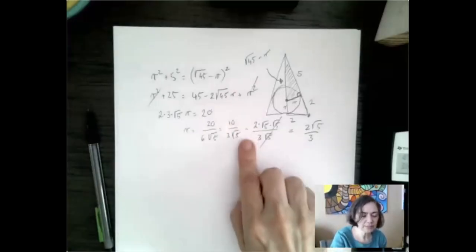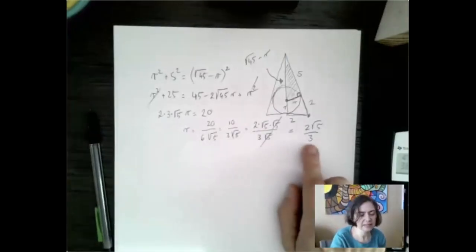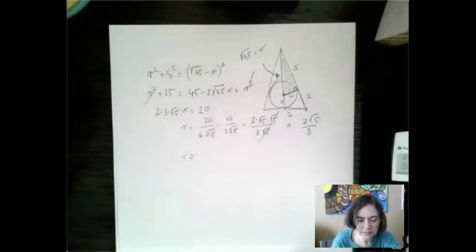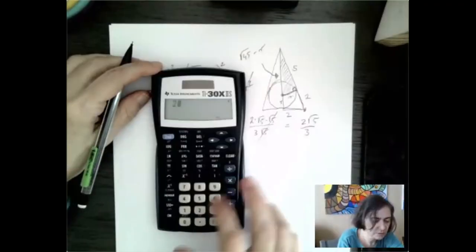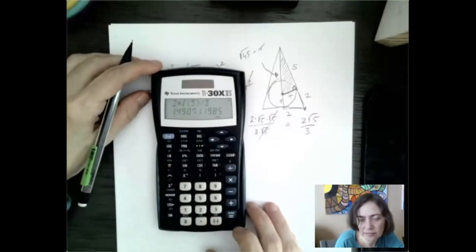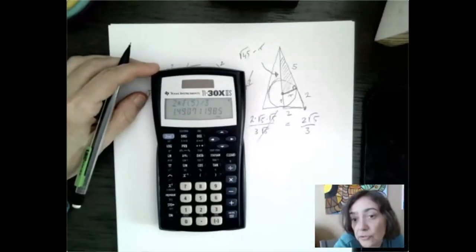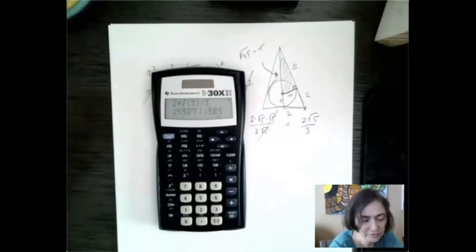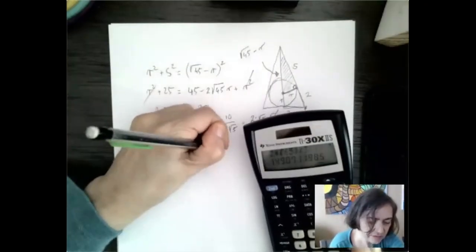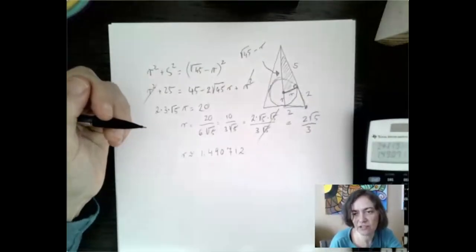We could have multiplied upstairs and downstairs by root 5, and then 5 cancels out, and we would have been left with this expression. So if we are asked for approximate values, let's see, we just enter this. 2 times square root of 5 divided by 3, and what we get is 1.490712. If you round that 19 up to 20, that feels like a compromise I can live with. And the units were not given, just units.